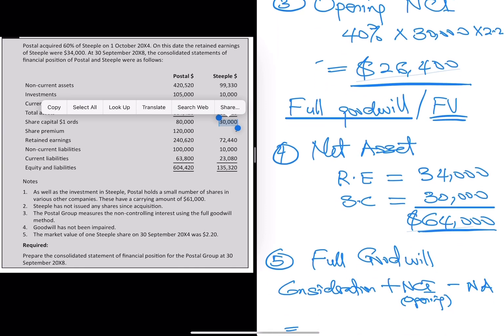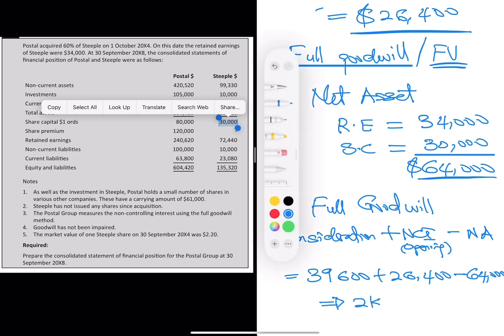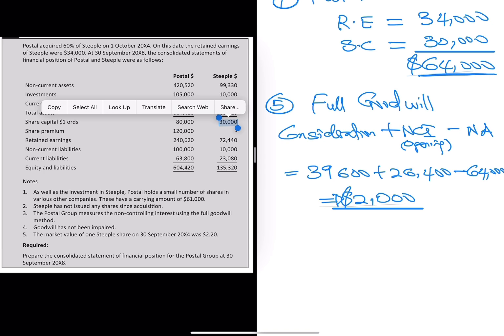So that will be easily just equals to 39,600 plus 26,400 minus net asset of 64,000, and that will give a goodwill of 2,000. Yeah, $2,000. So that is goodwill. And if you want to even break it down further, you want to understand how we got it, you can break it down to parent goodwill and NCI goodwill.